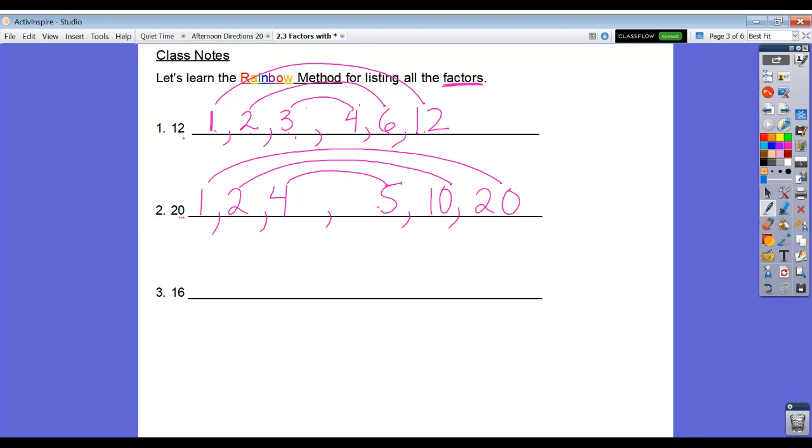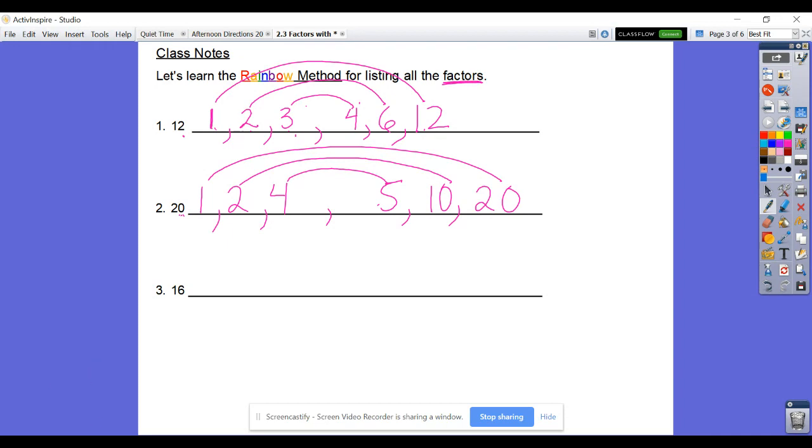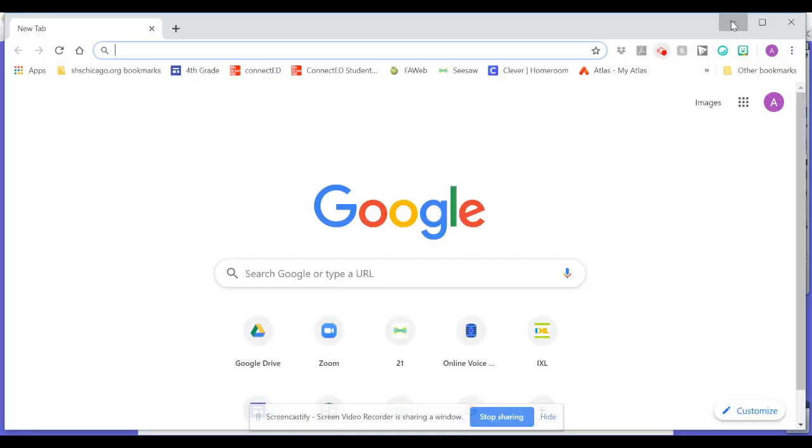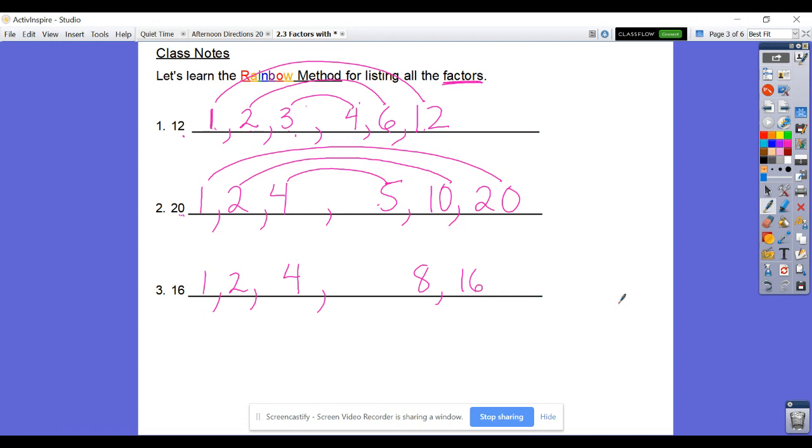Join our factor pairs and you have a beautiful rainbow. Okay, I want you to pause the video and you try the rainbow method for 16. See if you can catch all those factors. Welcome back.